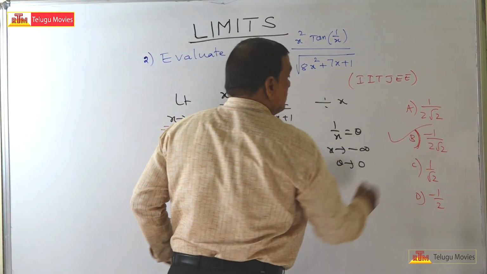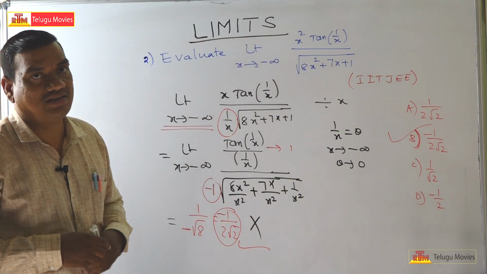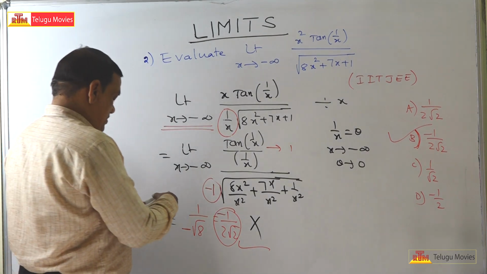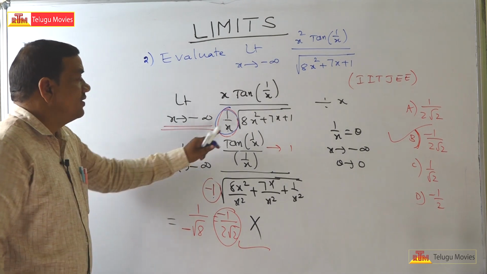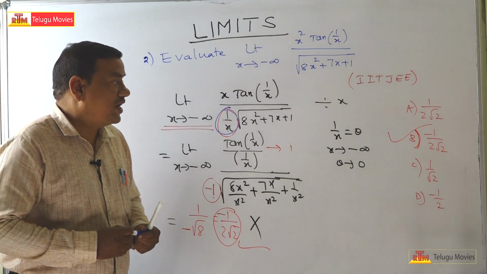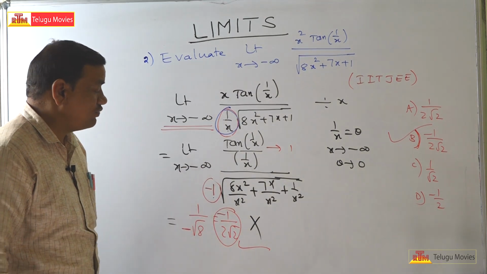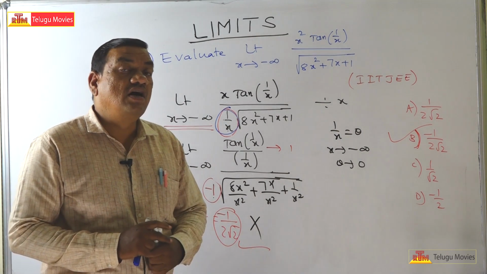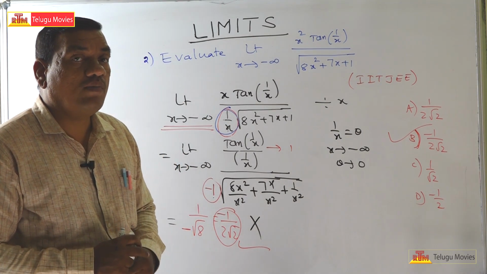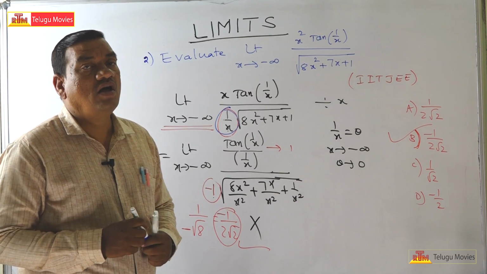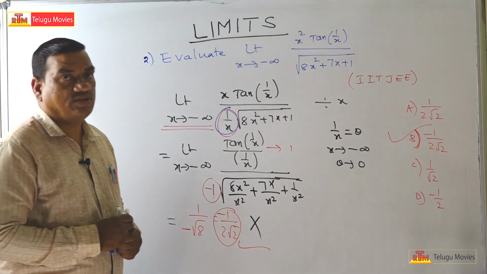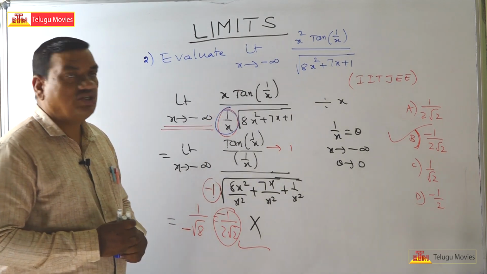Therefore, minus 1 by 2 root 2 is your correct answer. The mistake is committed here. The next step is the mistake. Understand this? I hope that you understand. So your answer is minus 1 by 2 root 2. Like that, while doing limit problems, you must be very careful while applying the concepts. Okay? Right. I hope that you understand this concept.